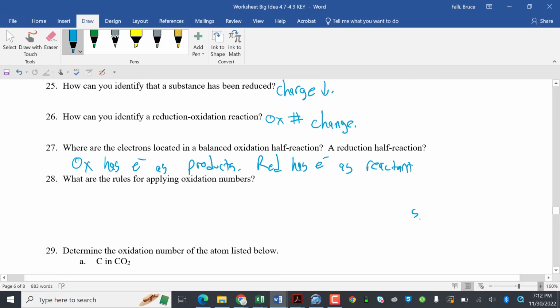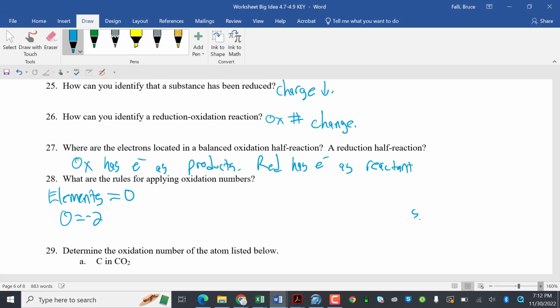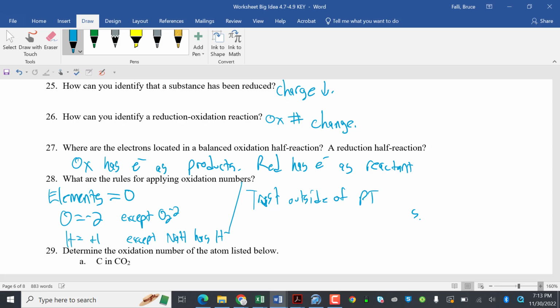What are the rules for applying oxidation numbers? Elements equal 0. Oxygen equals -2, except peroxide, O2 -2. Hydrogen equals +1, except, and these exceptions are very rare, NaH, where H is -1. And then the last part is trust, outside of the periodic table. I don't know why that S is traipsing around there.